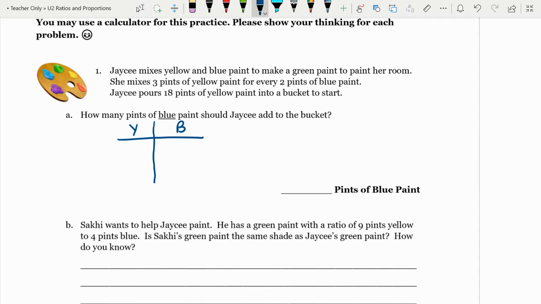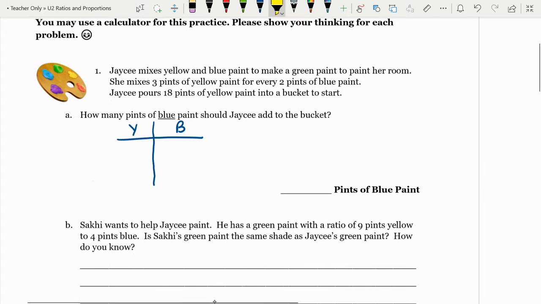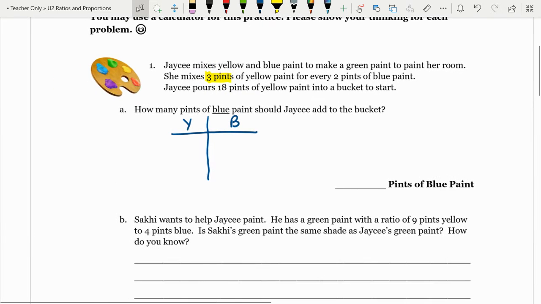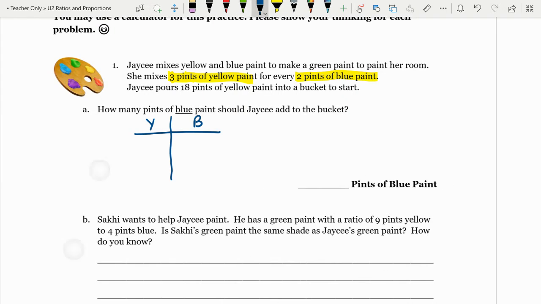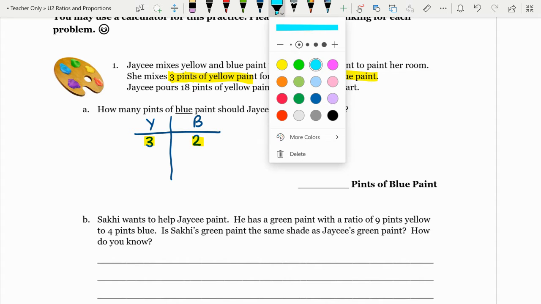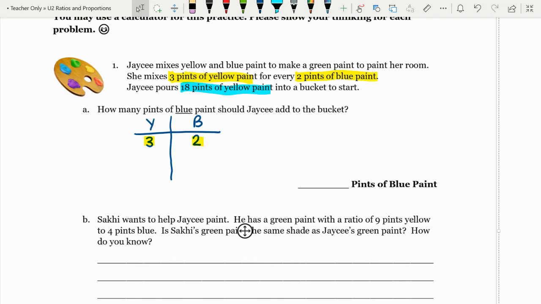So the first thing we know, the first ratio is that JC mixes 3 pints of yellow paint for every 2 pints of blue paint. So 3 yellow for 2 blue. And we eventually know that she has already 18 pints of yellow paint in there. So we need to use that piece of information to figure out how many pints of blue she needs to put in. Okay, so this is the information we have, and we need to fill in the rest of this ratio table.